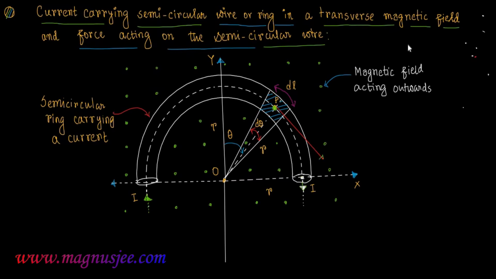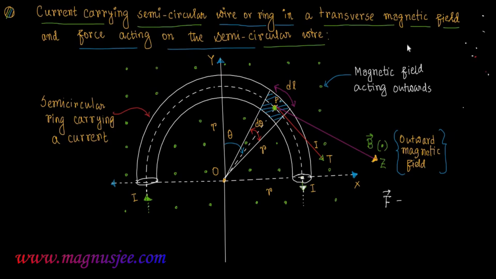Along the tangent PT, electric current I is flowing at the point P on the semicircular ring, and we can denote the direction of magnetic flux density at the point P. This is the direction along which magnetic flux density, that means vector B, acts outwards, and the direction PZ is perpendicular to the plane of the semicircular ring.